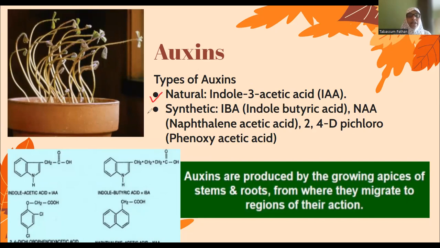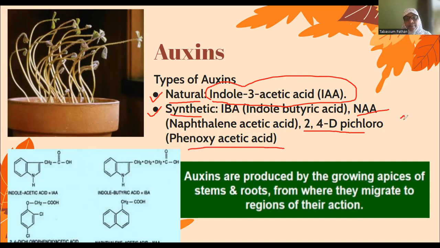So you have two types: the organic and the synthetic one. The naturally occurring hormone of auxin has its name as indole 3 acetic acid (IAA), and the synthetic versions that are made are indole butyric acid, naphthalene acetic acid, and 2,4-D, 2,4-dichlorophenoxyacetic acid. So three examples under the synthetic version and one example of auxins which are naturally made by the plant.